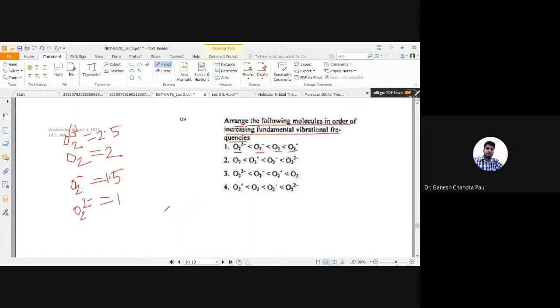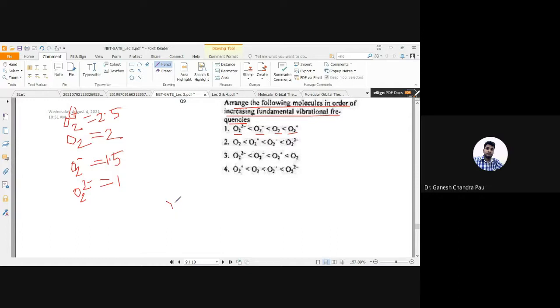So therefore, if you know the formula, that is mu bar equals 1 by twice pi times the square root of what is the formula? Is it mu by k, or k by mu? Force constant divided by the reduced mass. Which one is the correct? Sir, K by mu. K by mu, yes.